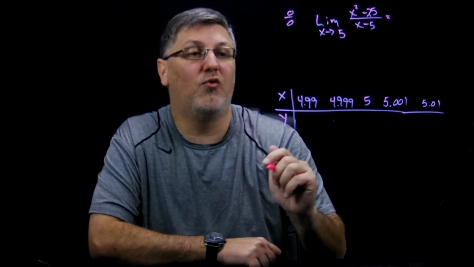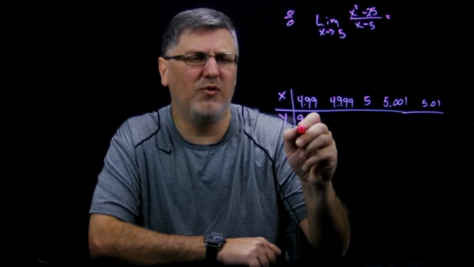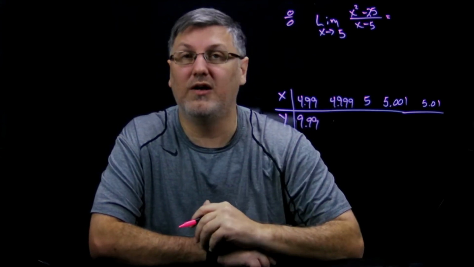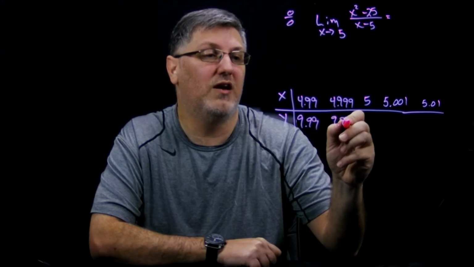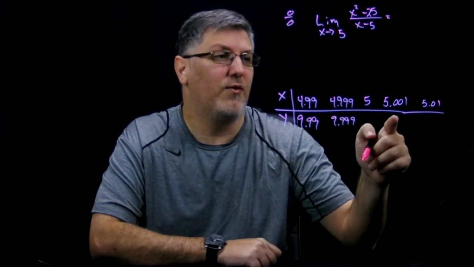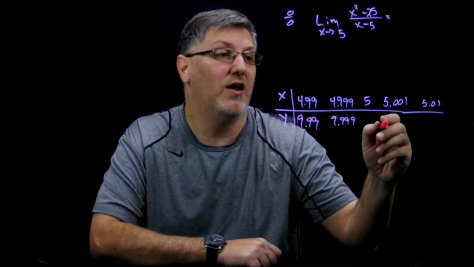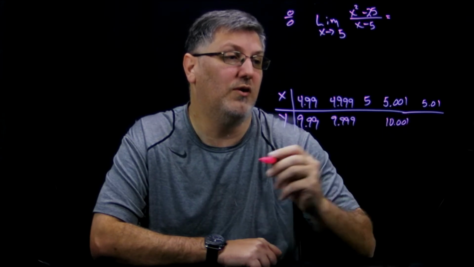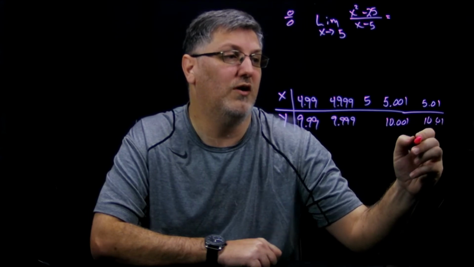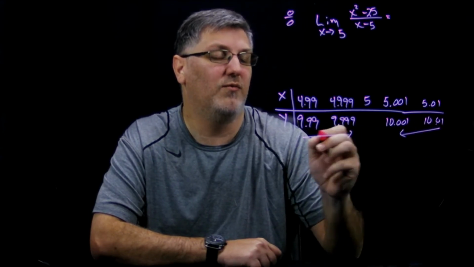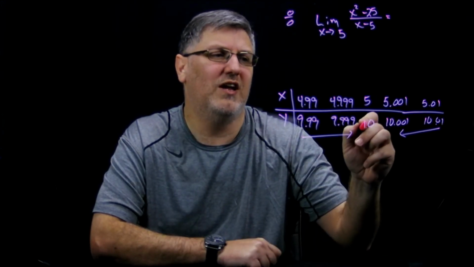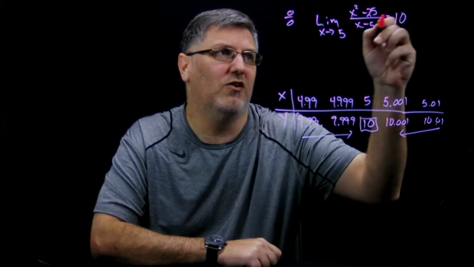Well, when I plug in 4.99, I'm going to get 9.99, roughly. When I plug in 4.999, I'm going to get 9.999. Well, so far this looks like it's going to 10, but let's check the other side. If I put 5.001 in, I get 10.001. Huh. If I put 5.01 in, I get 10.01. So as I'm coming this way and that way, from the left and the right on this table, it seems like it's approaching the number 10. And in fact, that is what the limit is here, is just 10.